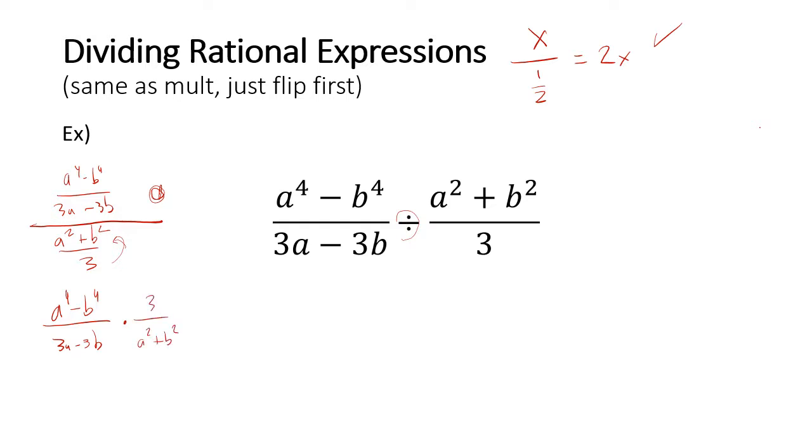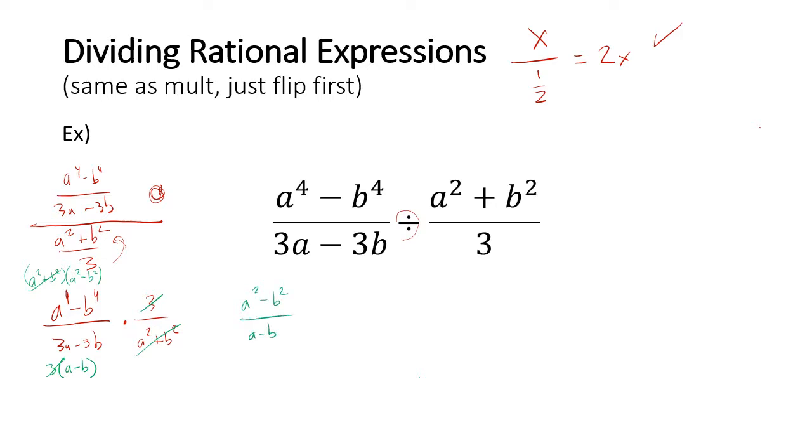At this point we can factor. This is a difference of squares, so this would be a squared plus b squared times a squared minus b squared. And if we take that 3 out of the denominator, it's 3 times a minus b. And then this is a squared plus b squared. These don't factor, but we're not quite done yet. We'll simplify first. These 3's would divide to 1. This a squared plus b squared would divide to 1. So what would be left over is a squared minus b squared divided by a minus b.